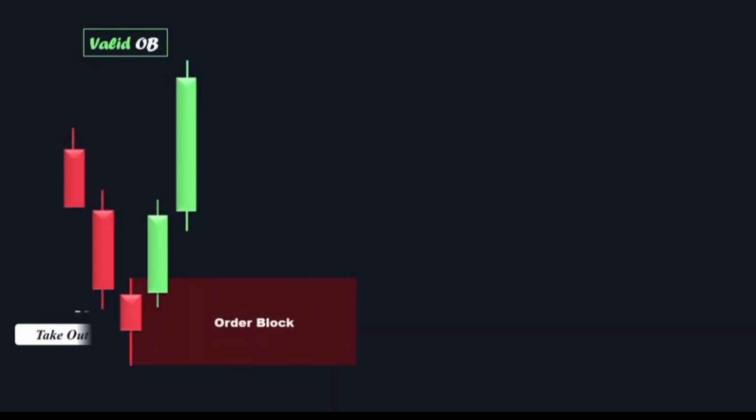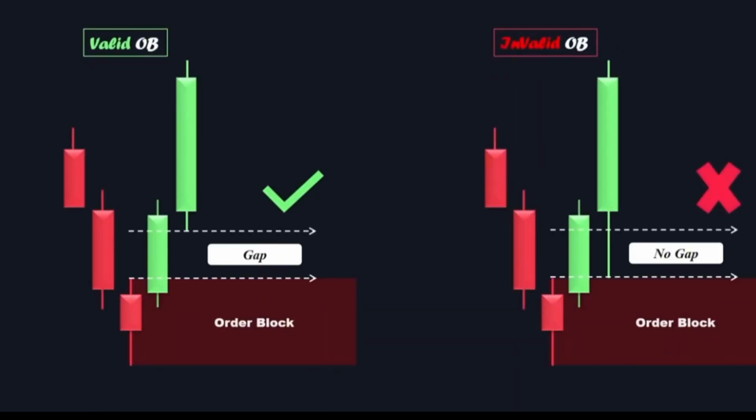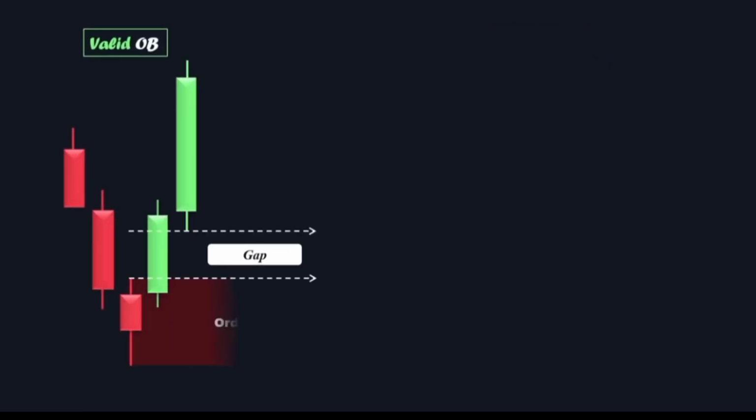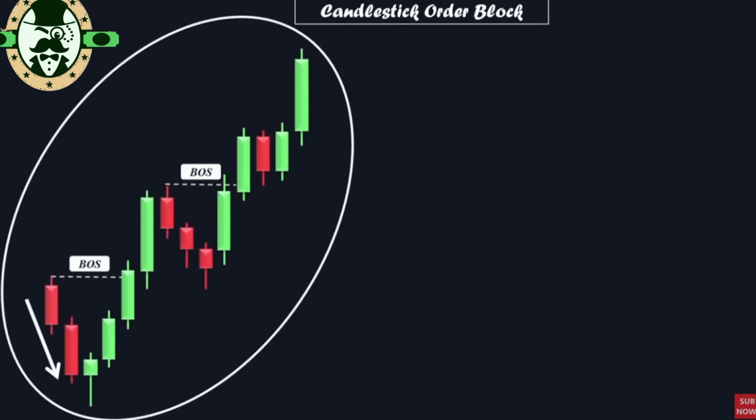Now, how do we identify valid order blocks? In a bullish market, the valid order block is the last bearish candle before the sharp rally, typically sweeping the low of the previous candle. In a bearish market, it's the last bullish candle before price drives lower, often sweeping the previous high. But not all order blocks are created equal.